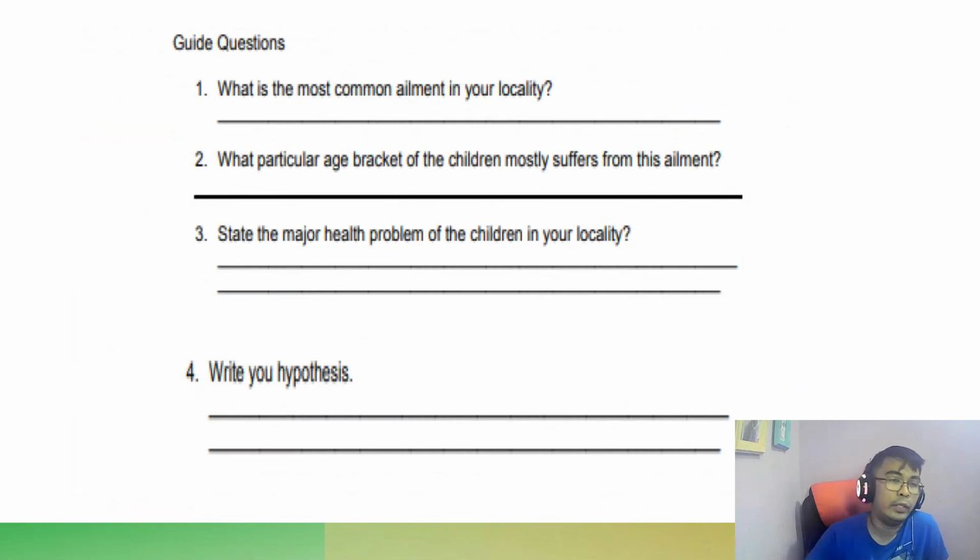And then you need to answer these four guide questions. 1. What is the most common ailment in your locality? 2. What particular age bracket of the children mostly suffers from this ailment? 3. State the major health problems of the children in your locality. And 4. Write your own hypothesis.